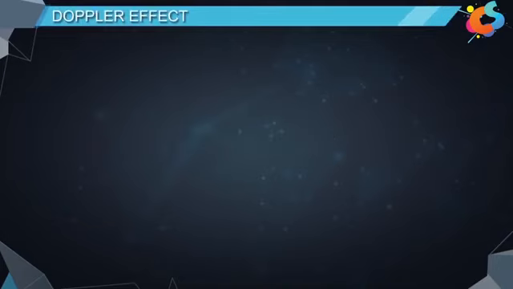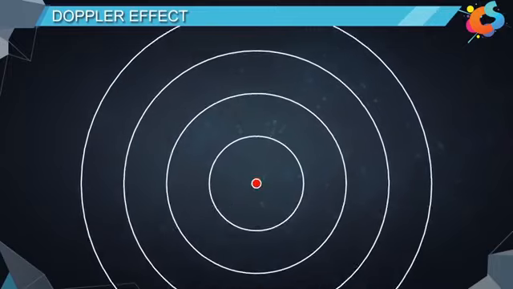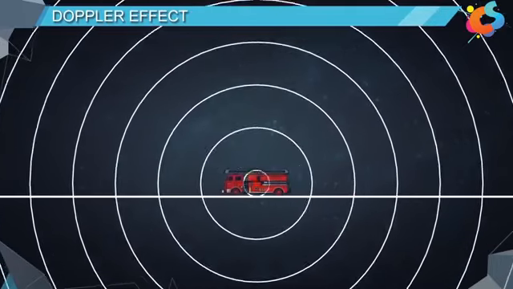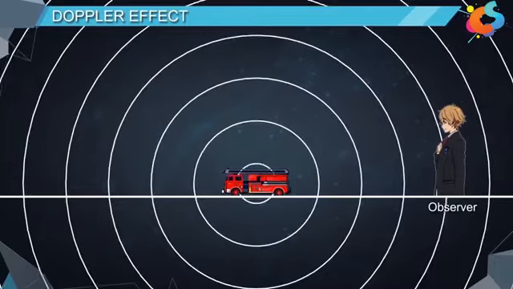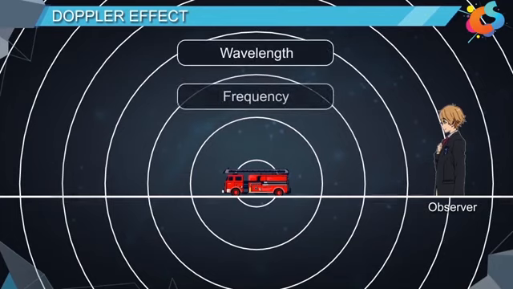Doppler effect. Consider a point source emitting waves in all directions. Here, let us consider it as a fire engine producing sound waves. Before continuing the topic, let's have a quick glance at two important terms, wavelength and frequency.